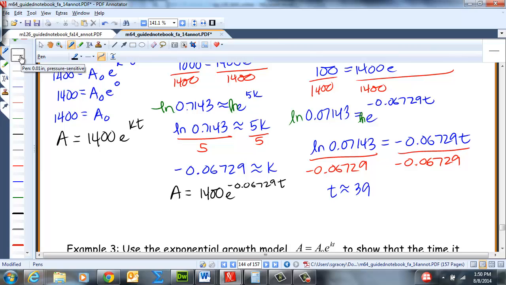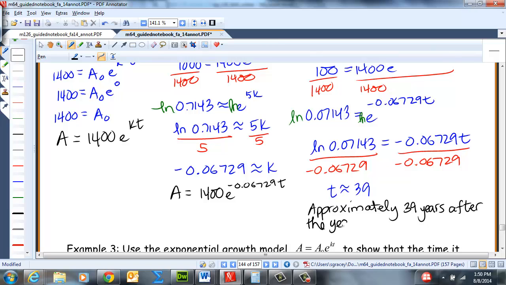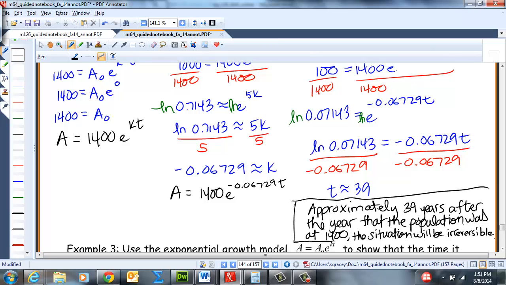So the answer is approximately 39 years after whatever year it was, after the year that the population was at 1400, the situation will be irreversible. Okay? There you go.